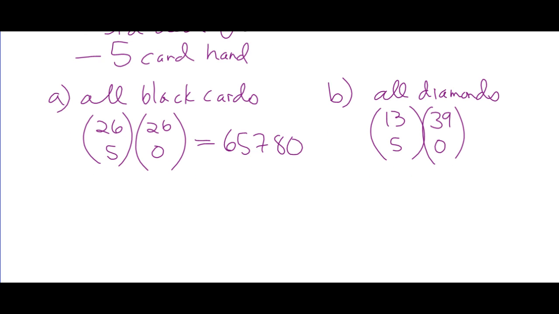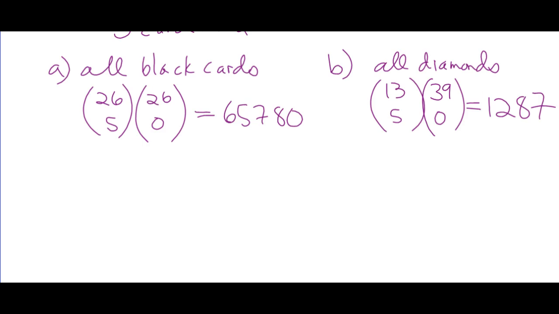So what's 13 choose 5? 1,287. I swear to you, just yell. 1, 2, 8, 7. Good. I told you.